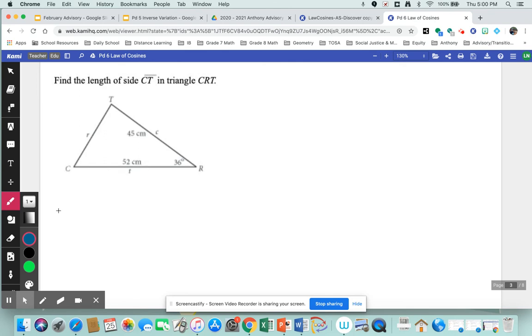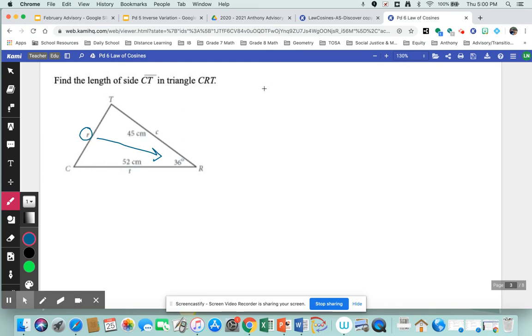And on page 3, it gives us triangle CTR or CRT, and it asks us to find the length of CT. Now look, there's no A, B, and C here. There is a C, but it's not the angle. So this is what we want to find, and this is the angle that it's across from.